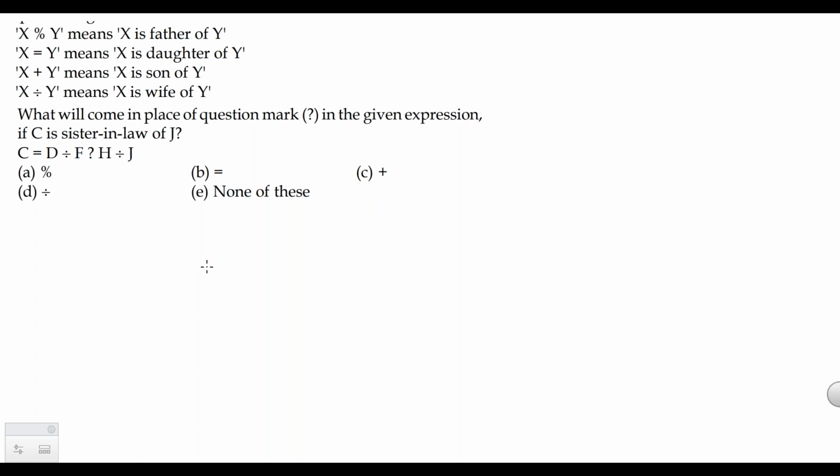Okay, what will come in the place of question mark if C is the sister-in-law of J? We have to make C the sister-in-law of J. So C equal to D. C is the daughter of D. Let me take the arrow mark here. D divided by F. D is the wife of F.